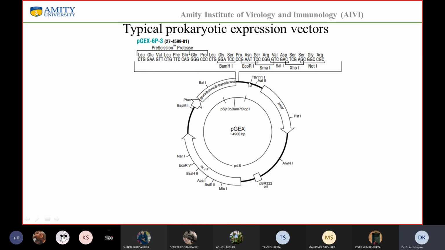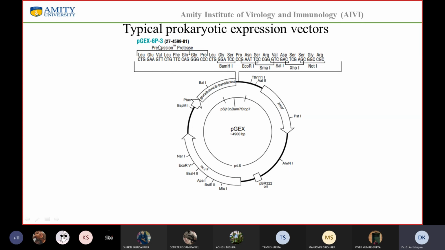So essentially, you are going to get a protein which is a fusion protein, a fusion between glutathione S transferase and your protein. Obviously, when you want to study the structure and function of your protein, you don't want glutathione S transferase to be there.